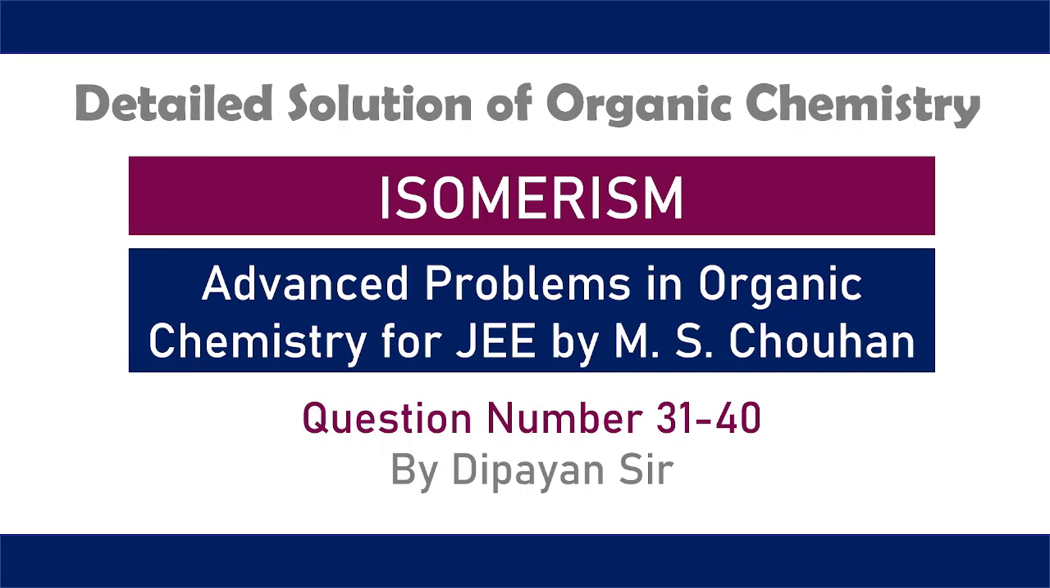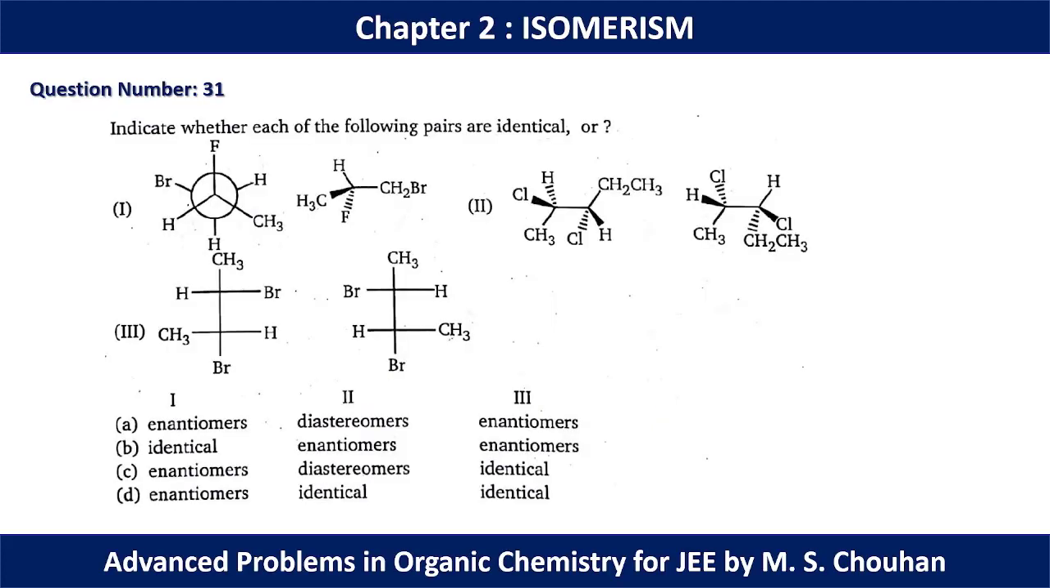Students, in this video, we are going to discuss question number 31 to 40 of isomerism from Advanced Problems in Organic Chemistry for JEE by MS Chauhan book. In question number 31, indicate whether each of the following pairs are identical or not. Okay, so if we go for the set 1 molecules, then the first molecule is in Newman projection.